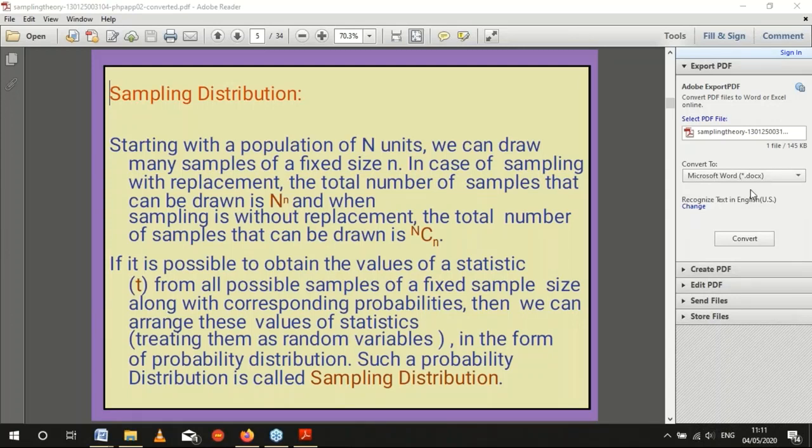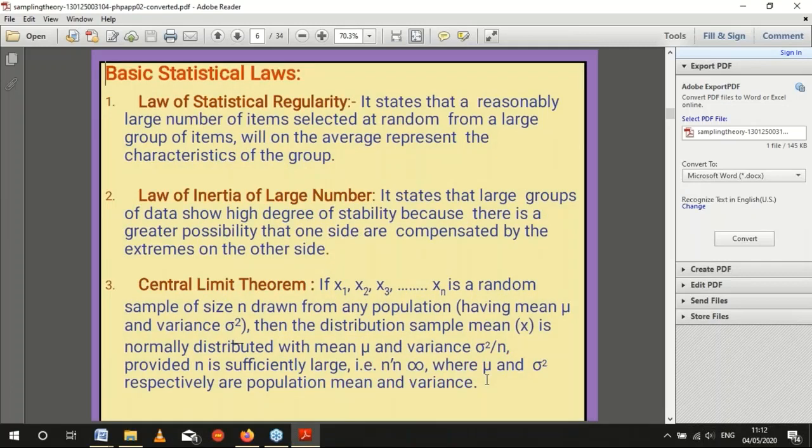Then the third one we'll be looking at is the central limit theorem. The central limit theorem says that if X1, X2, X3 up to Xn is a random sample of size n drawn from any population having a mean mu and a variance sigma squared, then the distribution of the sample mean is normally distributed with mean mu and variance sigma squared over n, provided n is sufficiently large, that is, n tends to infinity, where mu and sigma squared are the population mean and variance respectively.